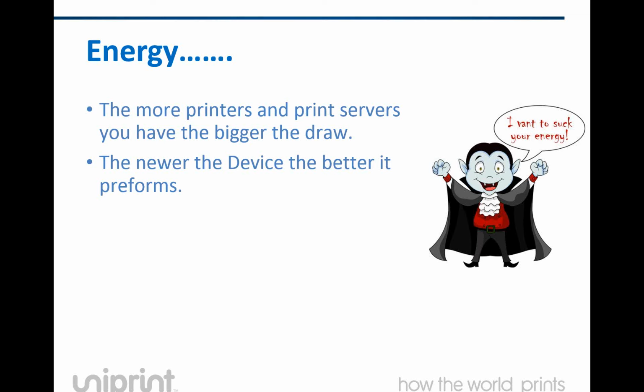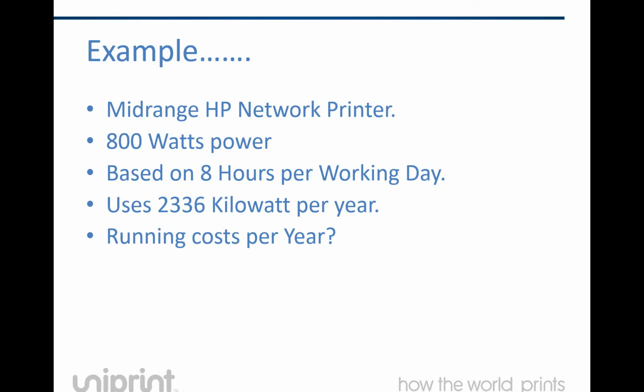If you actually do manage to do all three of the above, you are becoming greener as an organisation. The reality is you're actually saving money, and the interesting thing is how much money you can save. So if you look at this example, if you just take a mid-range network printer from HP, it has a draw of about 800 watts of power. Not a lot in the world these days. There's Hoovers, vacuum cleaners, that take a lot more.